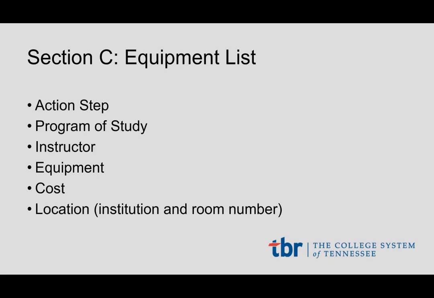Within Section C, Equipment List, the following items must be included: action step, program of study, instructor, equipment, cost, and location.